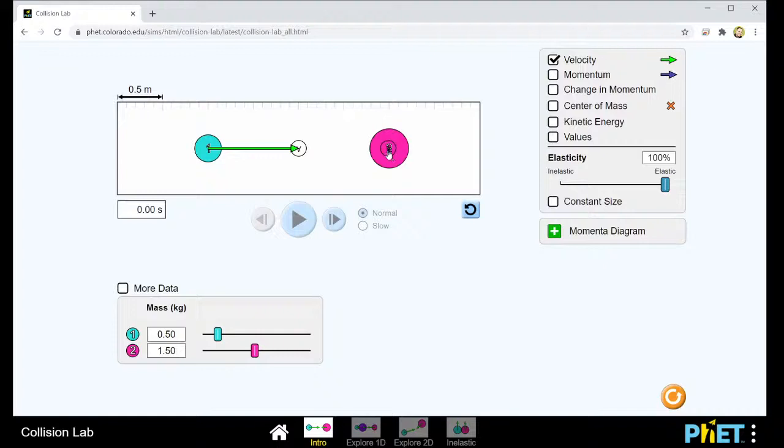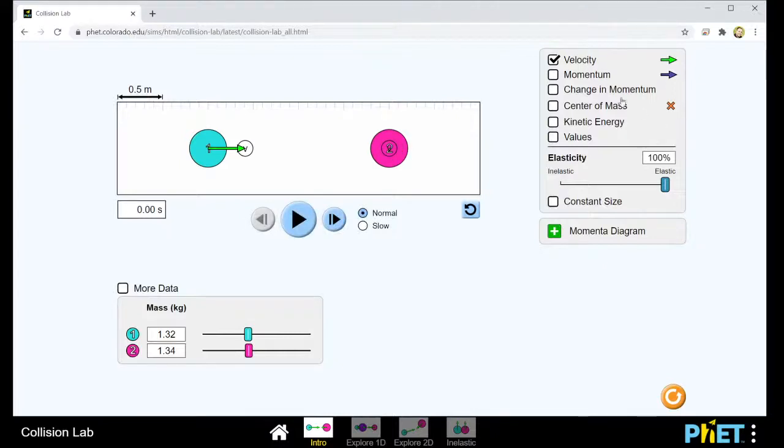You have these two spheres, and you can change their masses with these sliders down here. Make one more massive than the other, make them equal in mass. You can also change their velocity vectors by clicking and dragging like this. So let's start out with a situation where we make mass 2 approximately at rest.